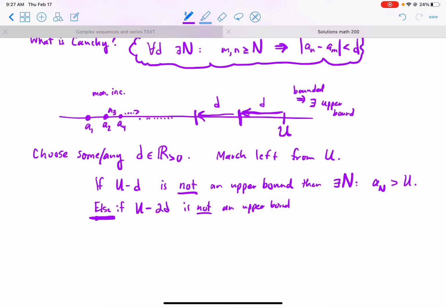And else here means, well, if u minus d is an upper bound, then we check u minus 2d. Else, if u minus 2d is not an upper bound, there exists an n such that a sub n is greater than u minus 2d, showing that u minus 2d is not an upper bound, etc.